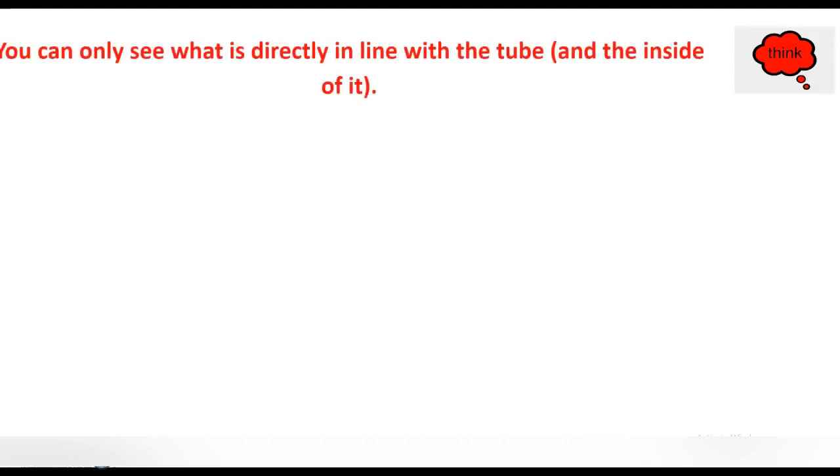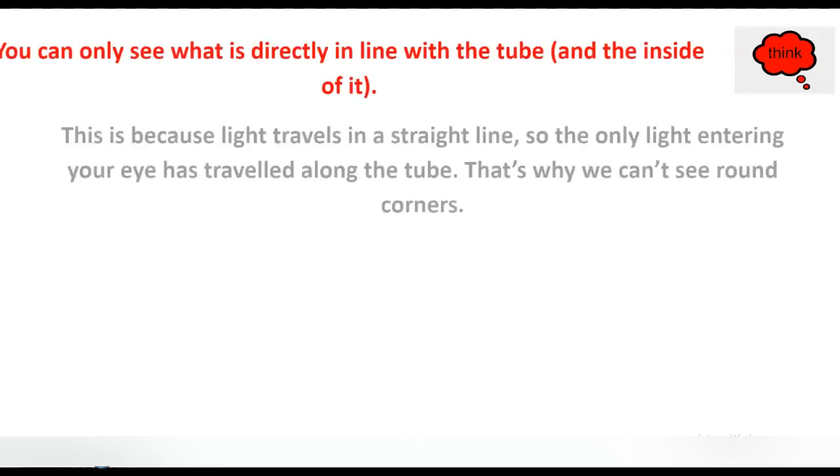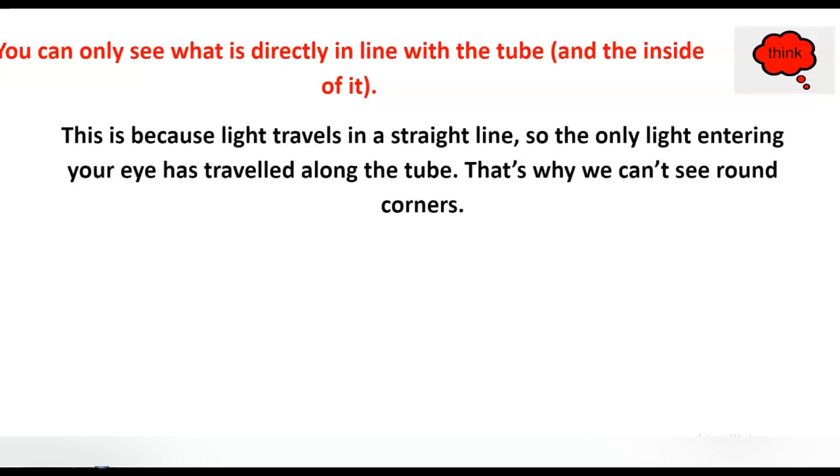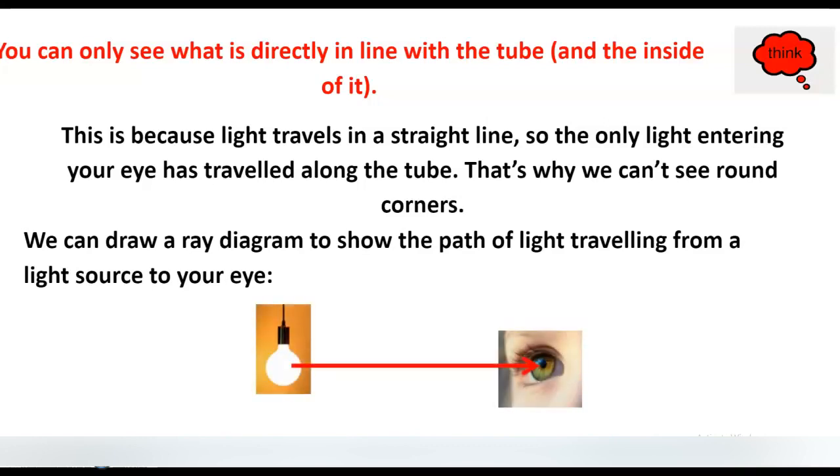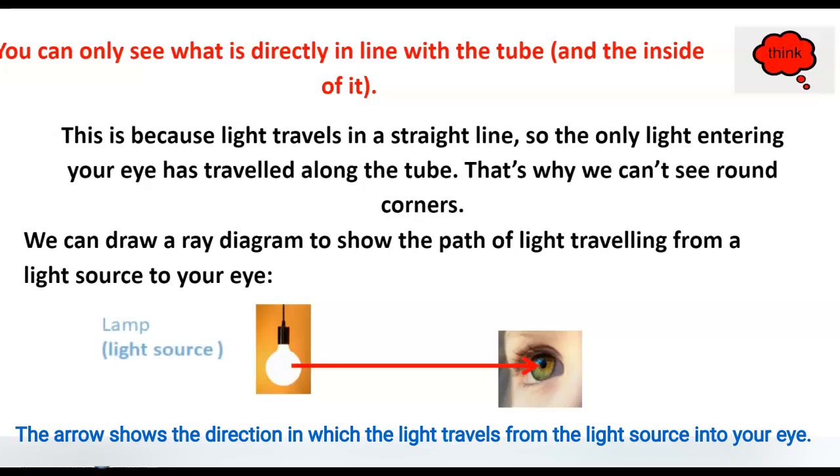You can only see what is directly in line with the tube and the inside of it. This is because light travels in a straight line. So the only light entering your eye has travelled along the tube. That's why we can't see around corners. We can draw a ray diagram to show the path of light travelling from a light source to your eyes. If you look at it, you've got the light, you've got the eyes. It can be any source of light, natural or man-made. We've got that light ray moving in a straight line, and you've got your eye. The arrow shows the direction in which light travels.